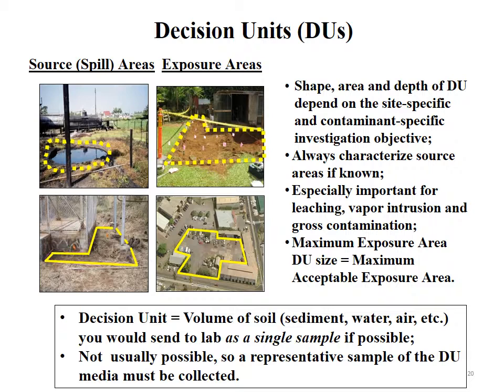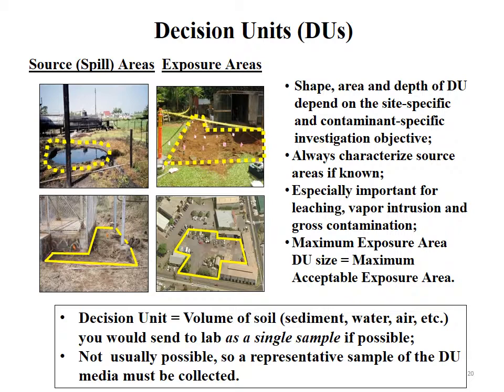These illustrating on the left-hand side here are some source areas. This might be a good example of a transformer, a PCB transformer used to being on a pad, and there was a known or suspected leak off to the side of the pad. So this is a source area specifically targeting the area where the leak would likely have occurred. And then up here is a pond area where there was a release of contaminants suspected.